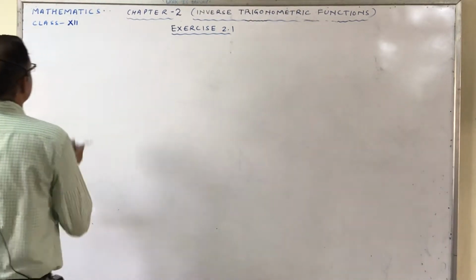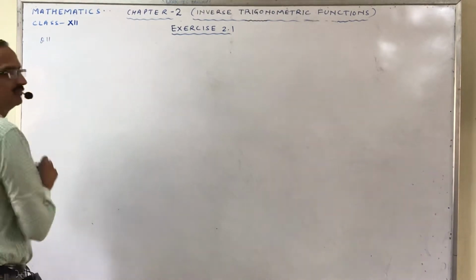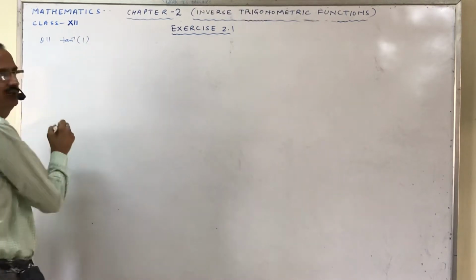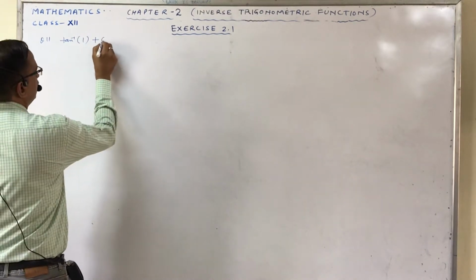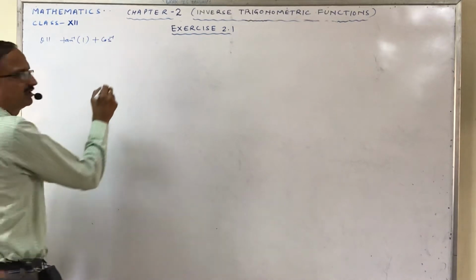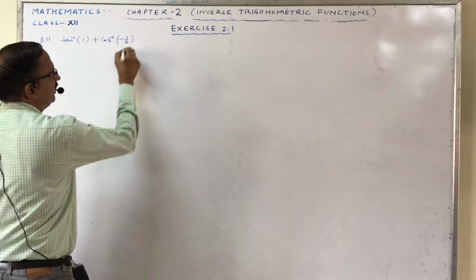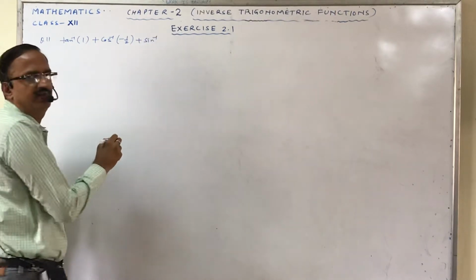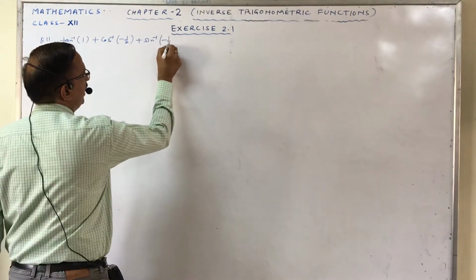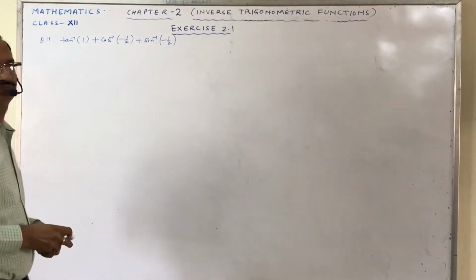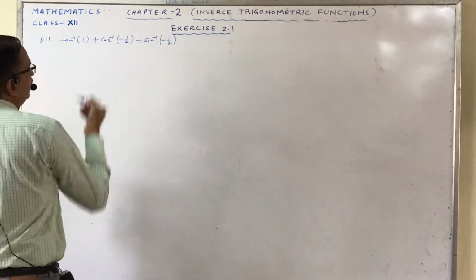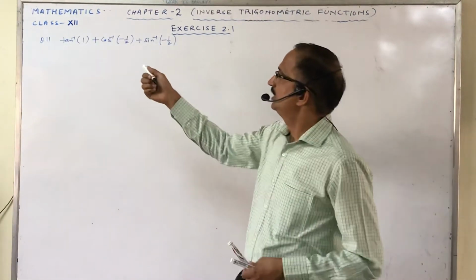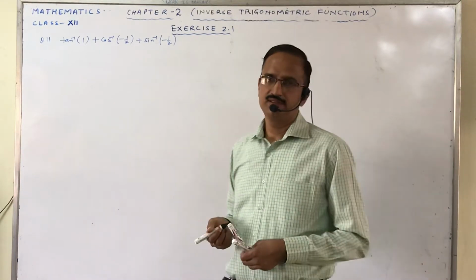Question number 11 is tan inverse 1 plus cos inverse minus 1 by 2 plus sin inverse minus 1 by 2. Now, we will write the principal values of these inverse trigonometric functions.